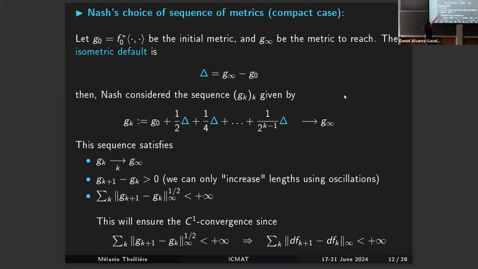And why do we need that? This condition, in fact, will ensure at the end the C1 convergence of our sequence of surfaces, because this convergence allows us to control the convergence of the differential. Because here it's encoded the length we need to add, and the length we need to add is encoded by the derivative, the partial derivative of the surfaces.